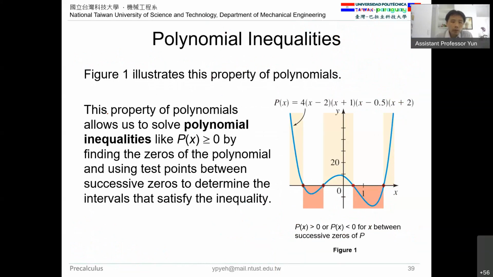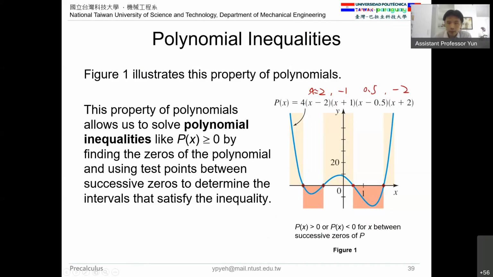So in polynomial inequalities, here is just an example. If we have the polynomial function p(x) equal to 4 times (x - 2) times (x + 1) times (x - 0.5) times (x + 2), then from the polynomial function we know that it will have x-intercepts. They have the zeros at these points, which are 2, -1, 0.5, and also -2.